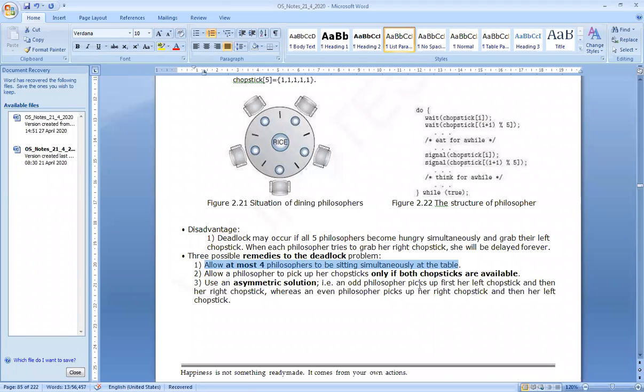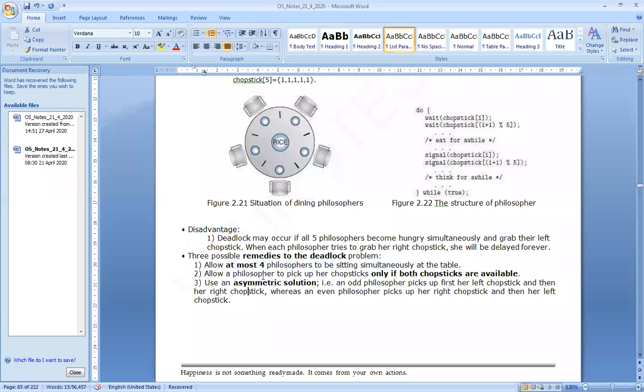But instead of making five people sit at the table, we make four people sit at the table, so that the additional chopstick which is available is shared among all the four. If they use it synchronously, the one extra chopstick lets them finish their food. Okay, they can eat the rice. So that is the first remedy for the deadlock.